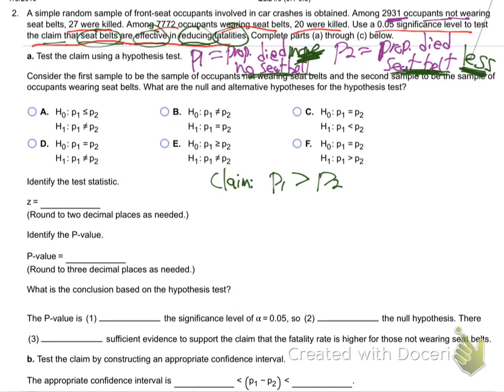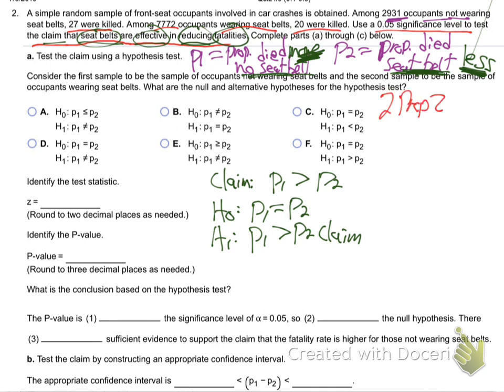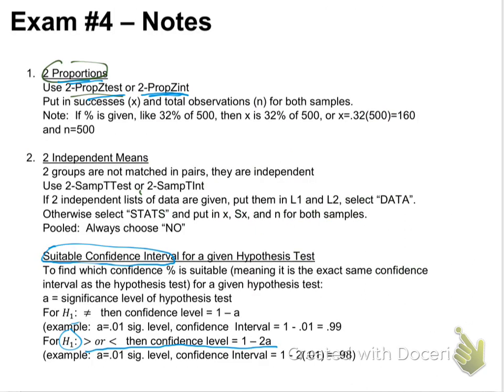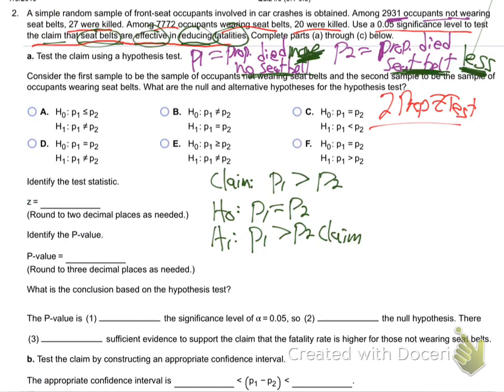That's what's being claimed. All right, let's write our null and our alternative hypothesis. The null is always that they're equal. The alternative is P1 is greater than P2. That's the claim. Okay, we go to our calculator. We do the 2 prop Z test. As you know, exam notes, 2 proportions, 2 prop Z test.